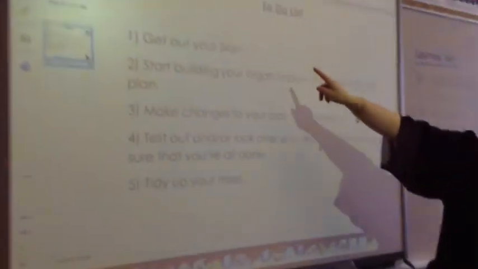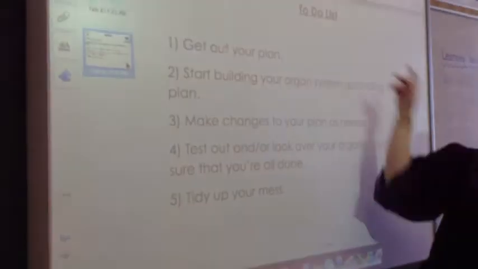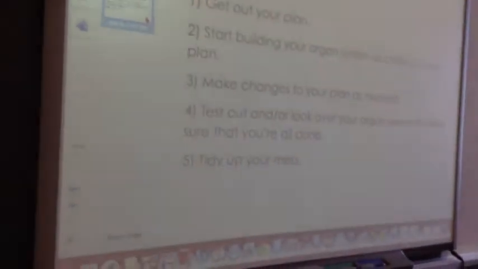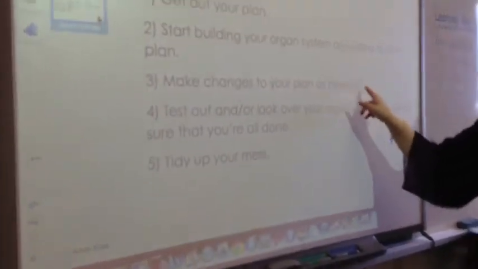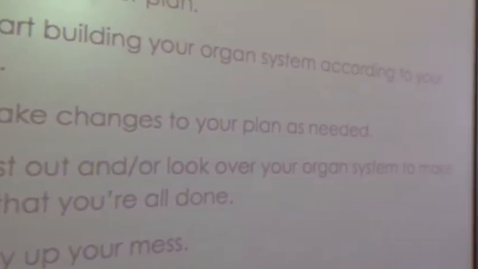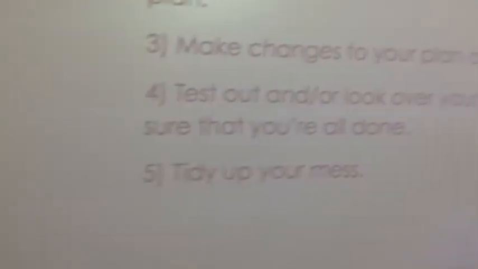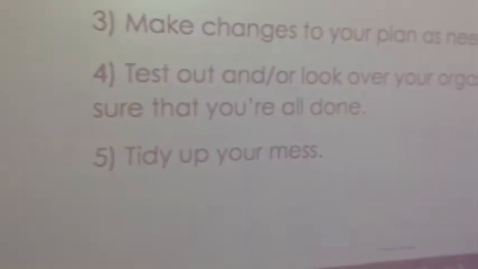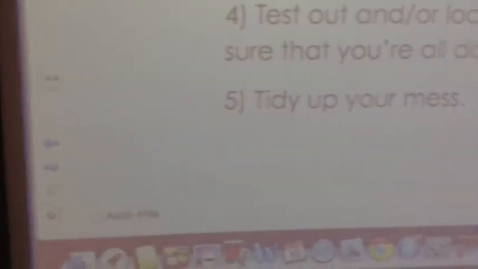Job 1 is what? Everyone? Job 2 is to start building your organ system according to your plan. Maybe even do a better job following it than I did. As all of you noticed, it was hard to find the blocks. Job 3 is make changes to your plan as needed. Some of you will need to make changes and some of you won't. But if you have to, do them. Job 4 is to test out or look over your organ system to make sure that you're all done. So, when you feel confident on that, tidy up your mess.